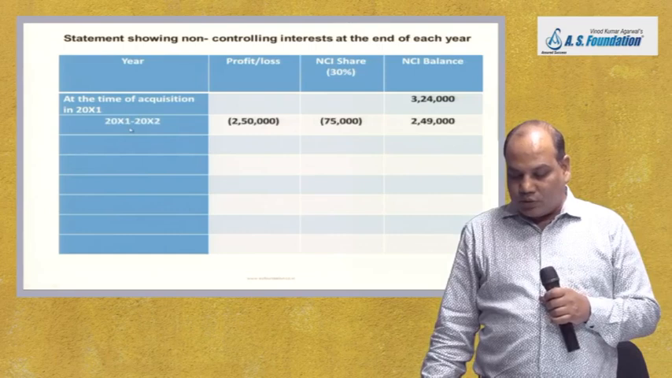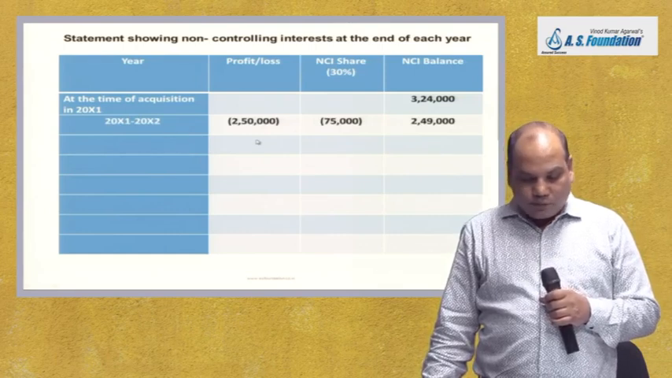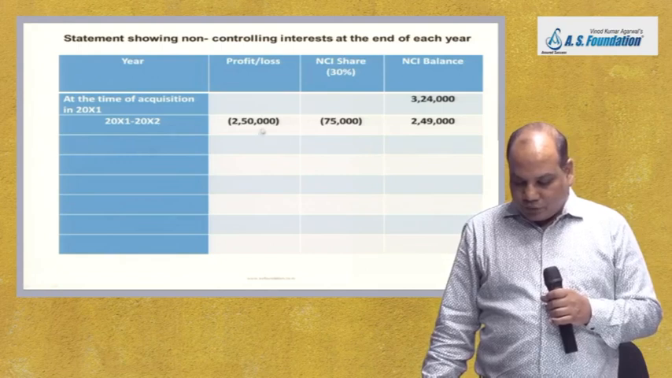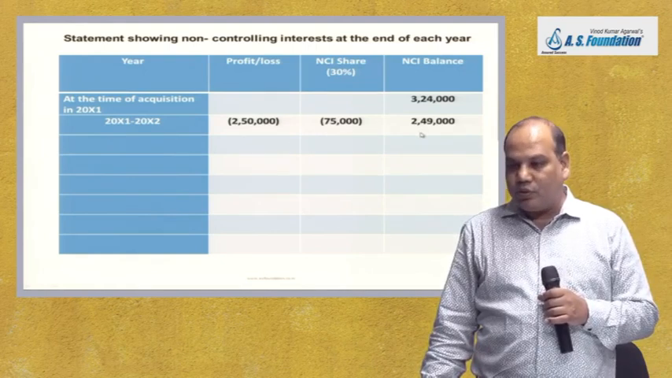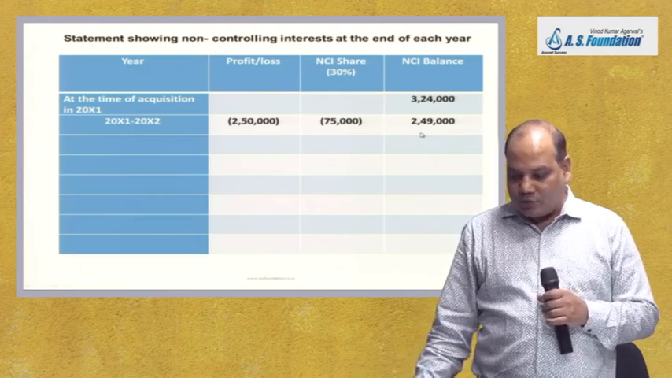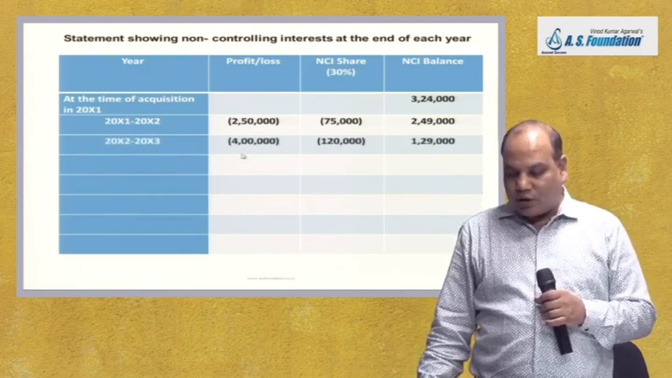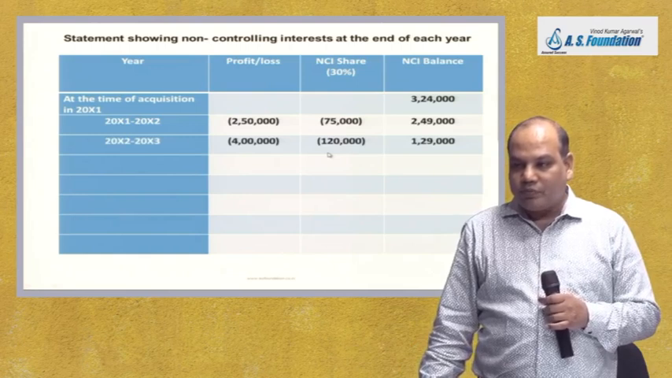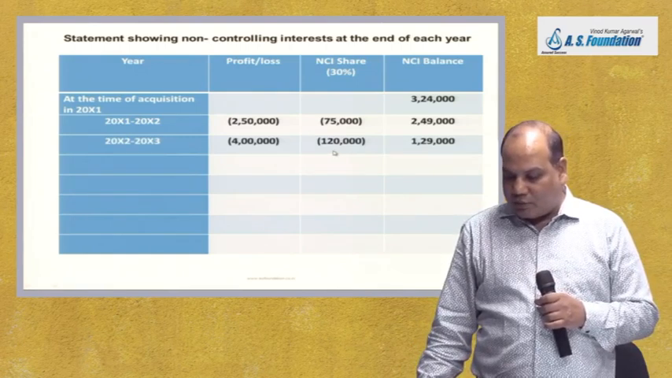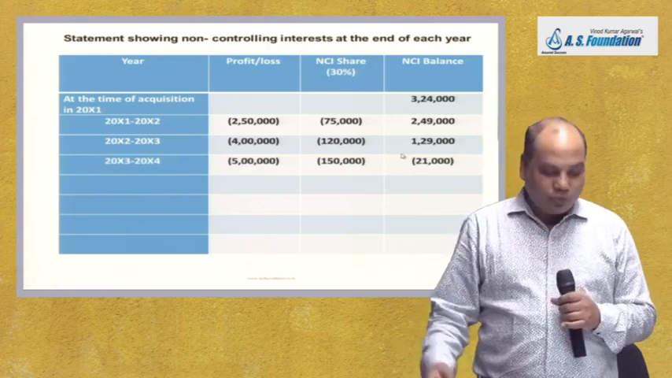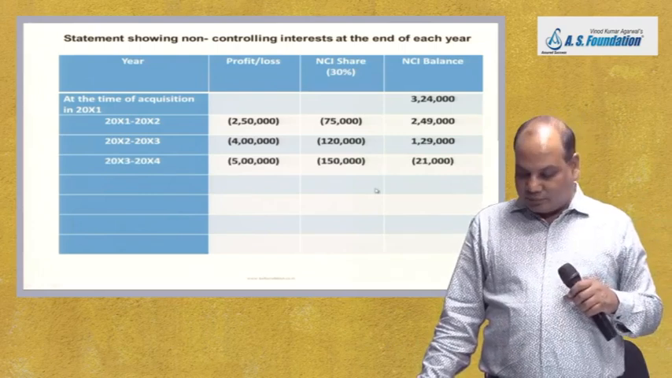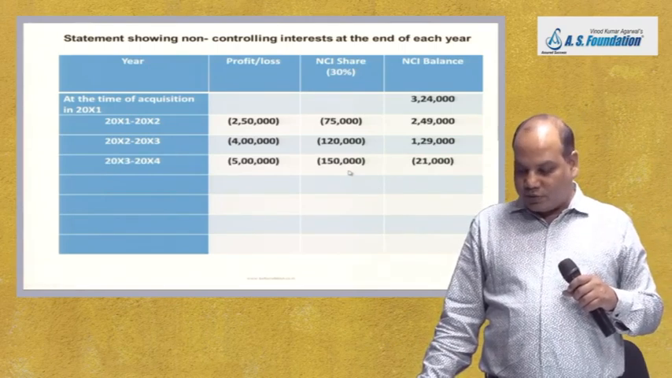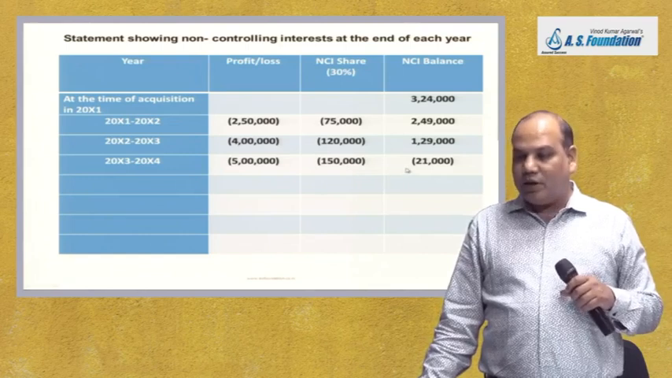In the year 2001-2, what is the profit or loss of this subsidiary? 2,50,000 loss. Take 30%, 75,000. So NCI balance will go down to 2,49,000. Keep tick marking. Then next year 4 lakh loss, 30%, 1,20,000. NCI figure will reduce to 1,29,000. Tick mark. Come to next year 5 lakh into 30%, 1,50,000. Now the NCI balance is negative.